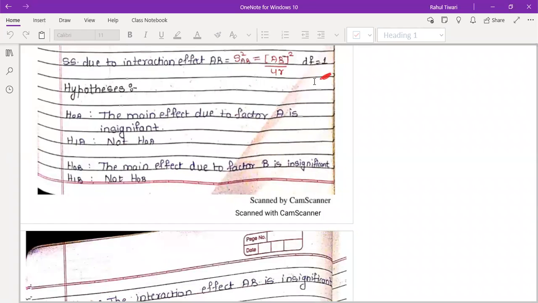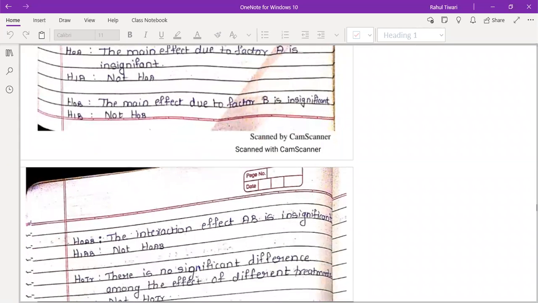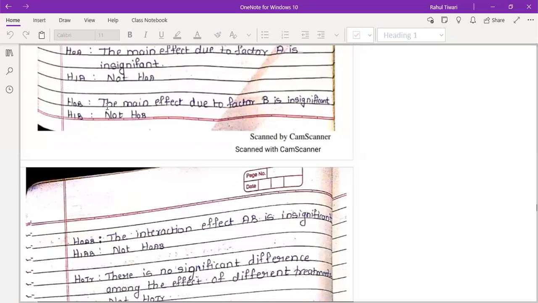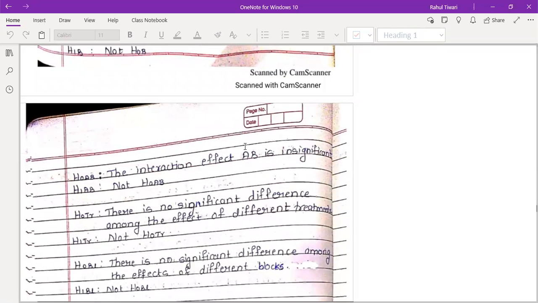So again, as I said, I have three treatments. In that, one will be main effect A, main effect B, and interaction effect AB. You can say the main effect due to factor A is insignificant, or I can say that there is no significant difference of main effect due to factor A. You can say it like that also. Similarly, main effect due to factor B is not significant versus not H0. Similarly, interaction effect for AB.